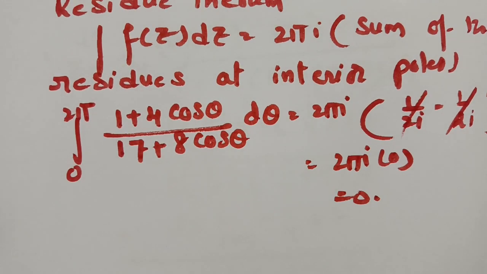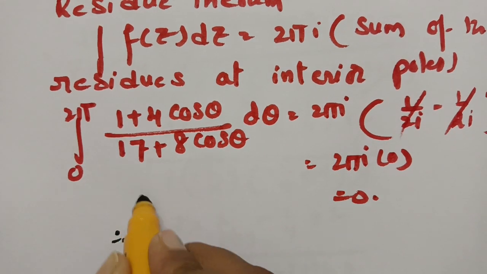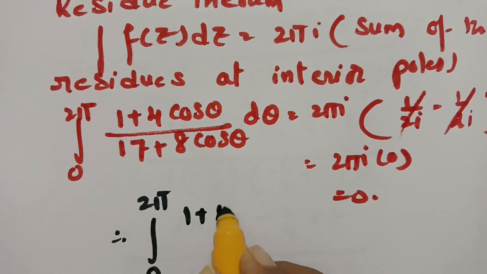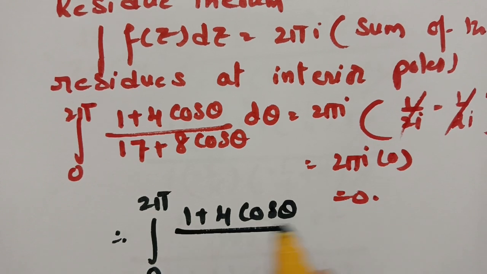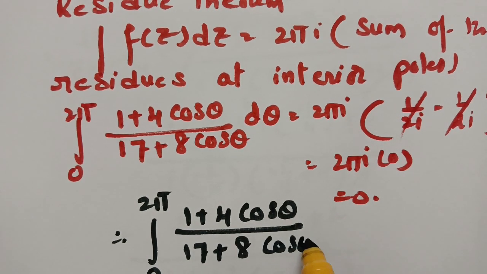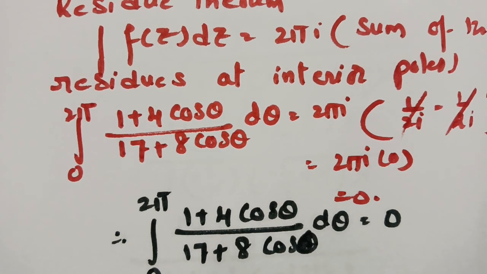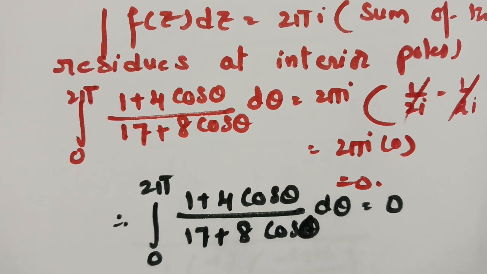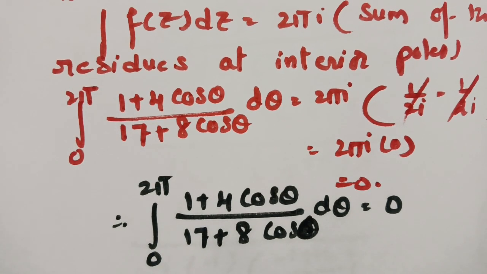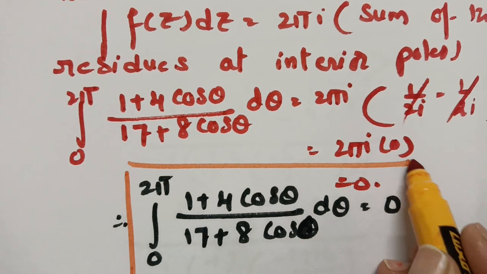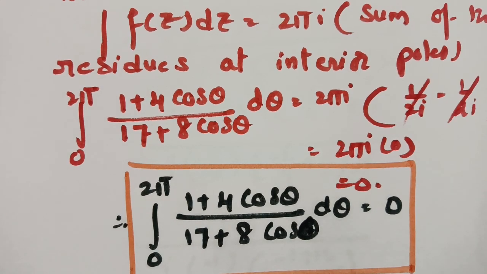And therefore integral 0 to 2 pi (1 plus 4 cos theta) by (17 plus 8 cos theta) d theta value is equal to 0. So this is how we have to solve. Using the residue theorem, the value here is 0. So this is what it is asked to show.